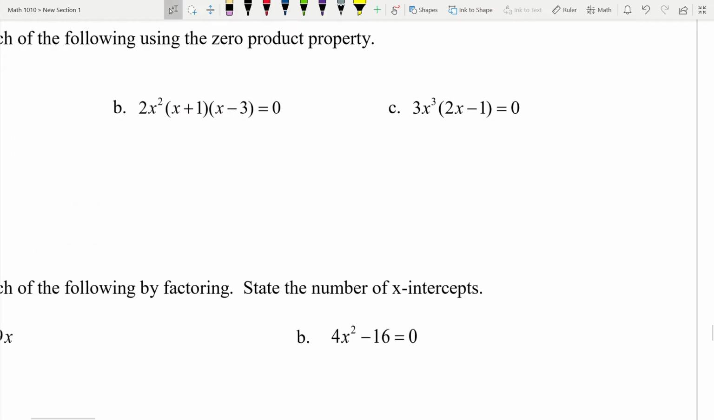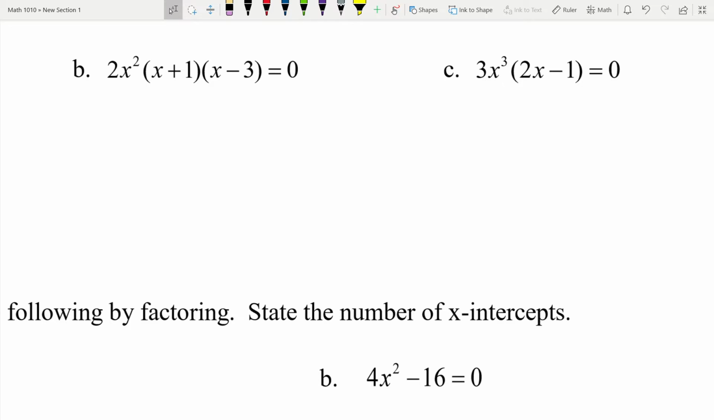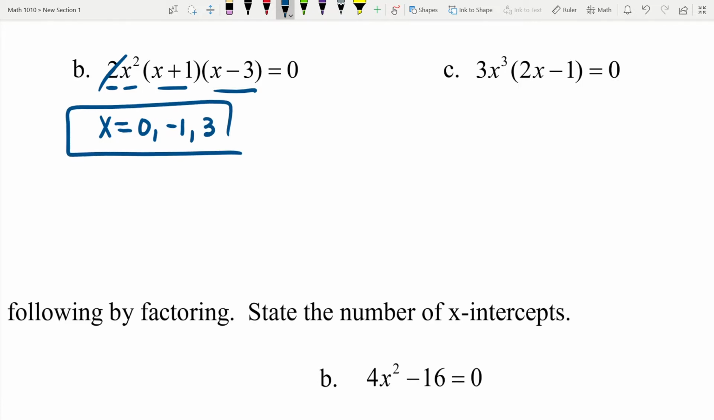Okay, everybody look right here. Question B, I want you to see 4 things. Look right here. A 2, an x squared, an x plus 1, and an x minus 3. 2 is not a 0, so disregard that. The x squared gives me a solution of, everybody tell me, 0. What does the x plus 1 give me? Negative 1. What does the x minus 3 give me? Positive 3. And I'm not going to make you show any work in between that. You can just do that in your head.